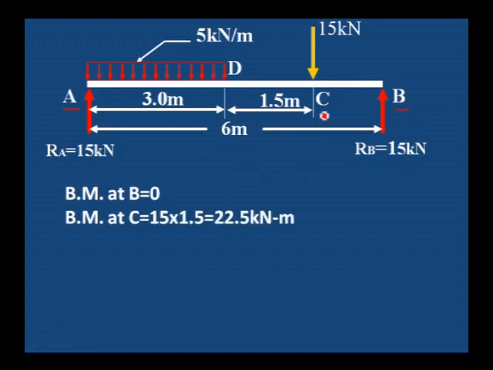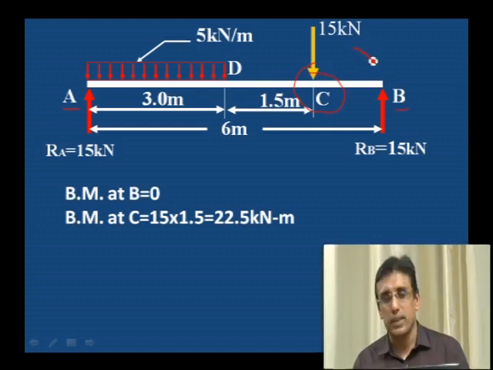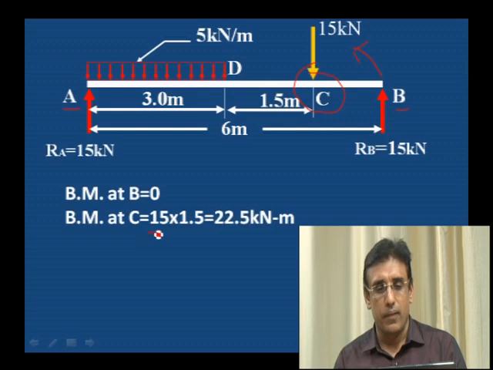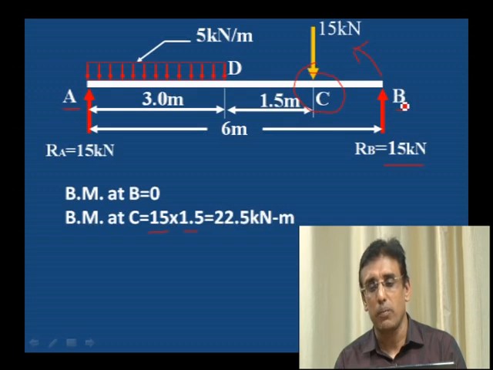Bending moment at C, at this C point we have to take the moment. On the right side of C, only one load is acting, that is RB, which produces an anti-clockwise moment. That is why we consider anti-clockwise moment as positive and clockwise moment as negative. 15 into 1.5: RB value into the distance from C to B, which is 1.5.